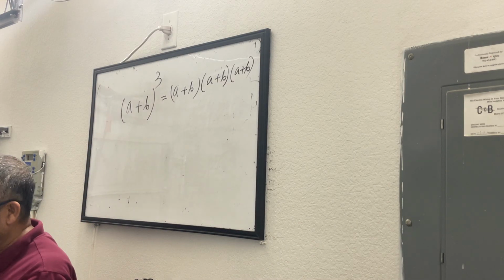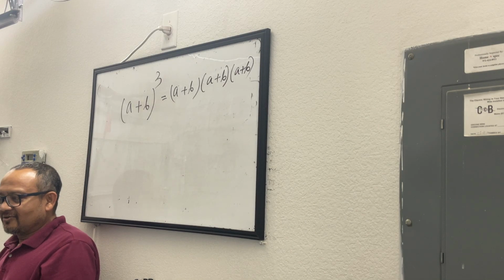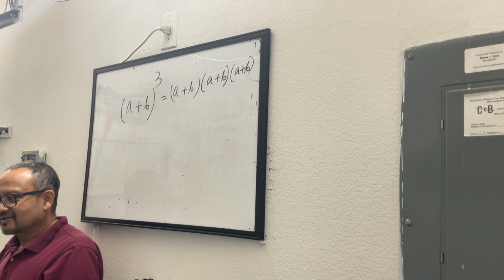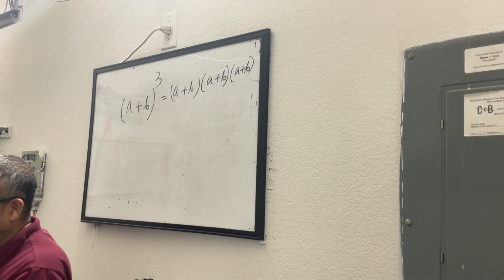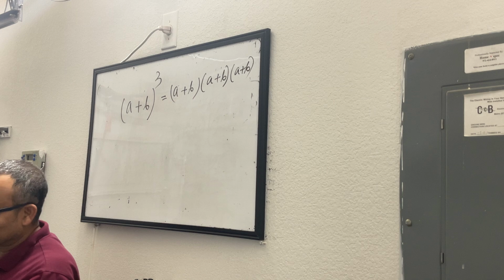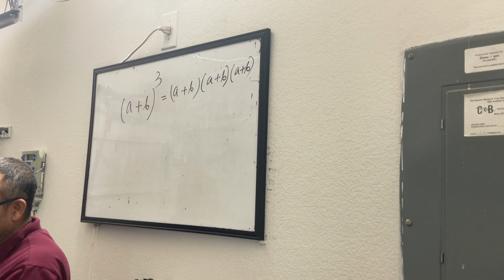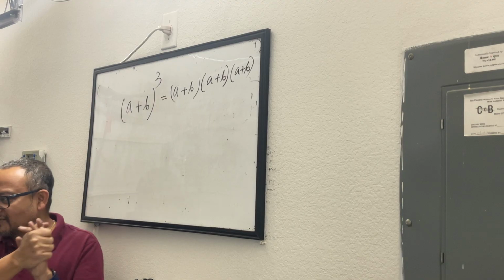Yes, Om, what did you get? A cubed plus 3a squared b plus 3ab squared plus b cubed. Awesome. That is the answer. And I can tell you that you got it because you did it. I will just do it in the simplest possible way.